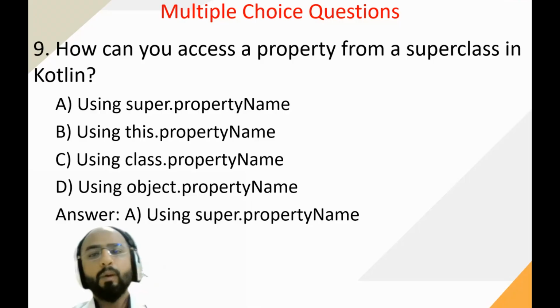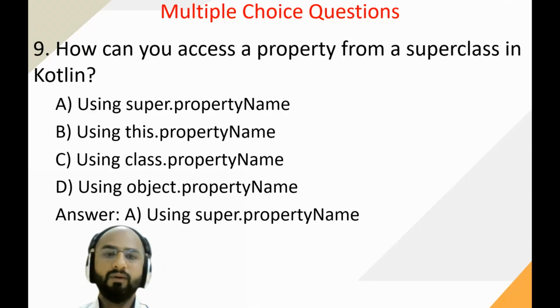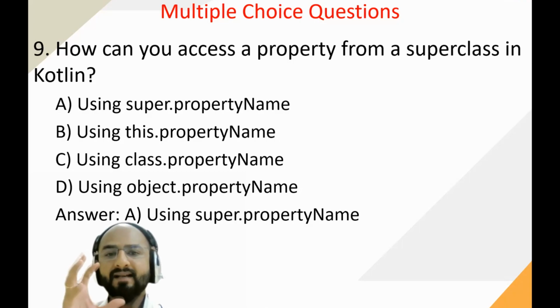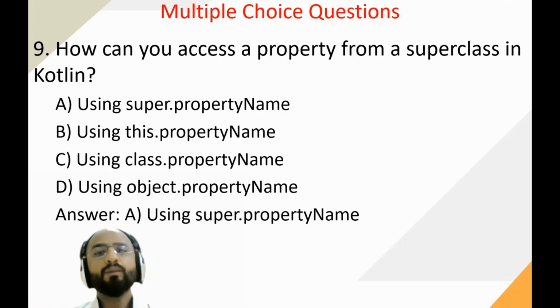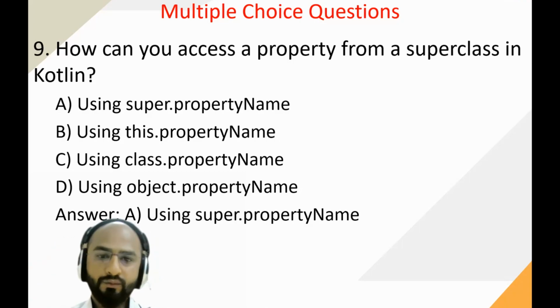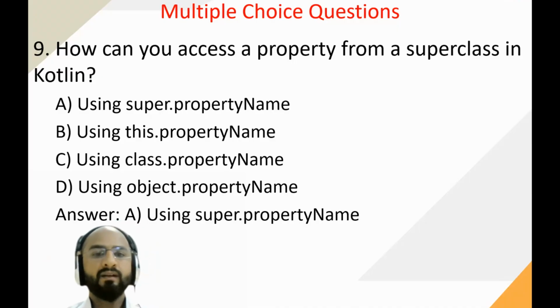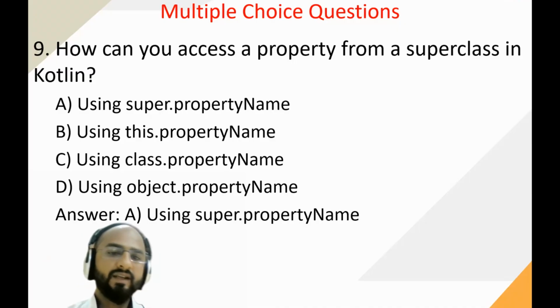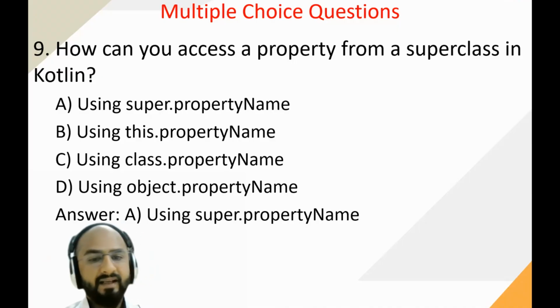Question number 9. How can you access a property from a superclass in Kotlin? Say, for example, there is a superclass, and now if you want to access the property of that superclass, how can you do that? A, using super.property name. B, using this.property name. C, using class.property name. D, using object.property name. So the right answer is A.